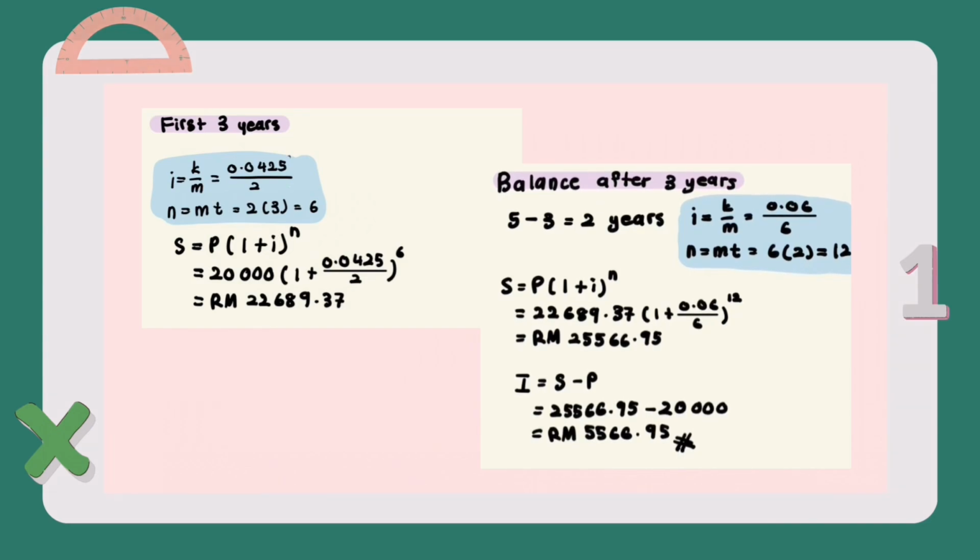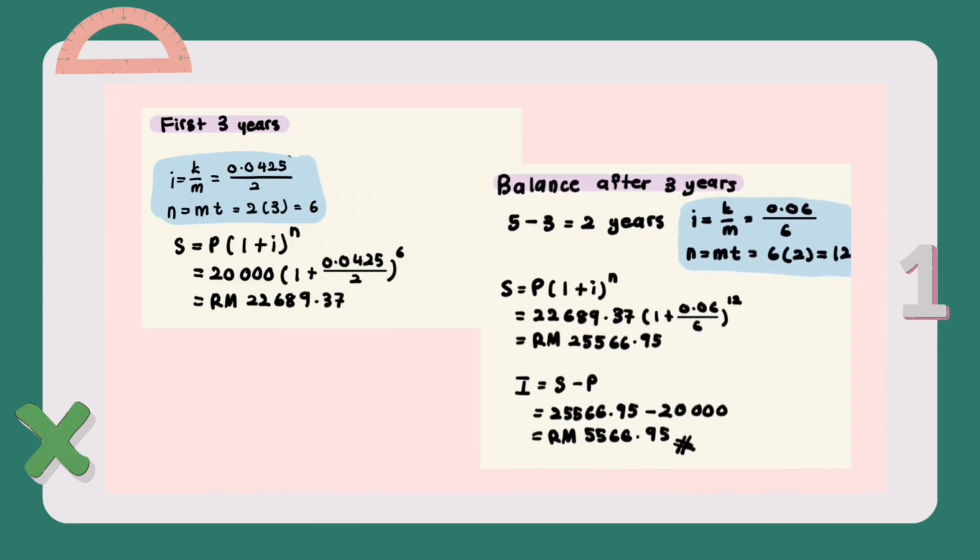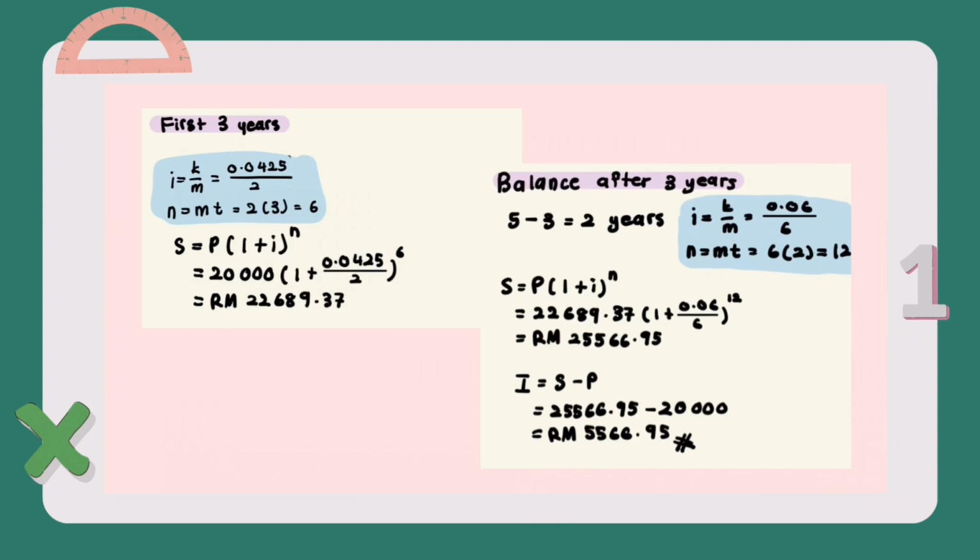So we need to know future value formula. Future value formula is S equal to P in bracket 1 plus I the power of n. So next we need to substitute the values. So S equal to P is 20,000 in bracket 1 plus I is 0.0425 over 6 the power of n. So the answer is 22,689 ringgit and 37 sen. So we need to calculate balance after 3 years.